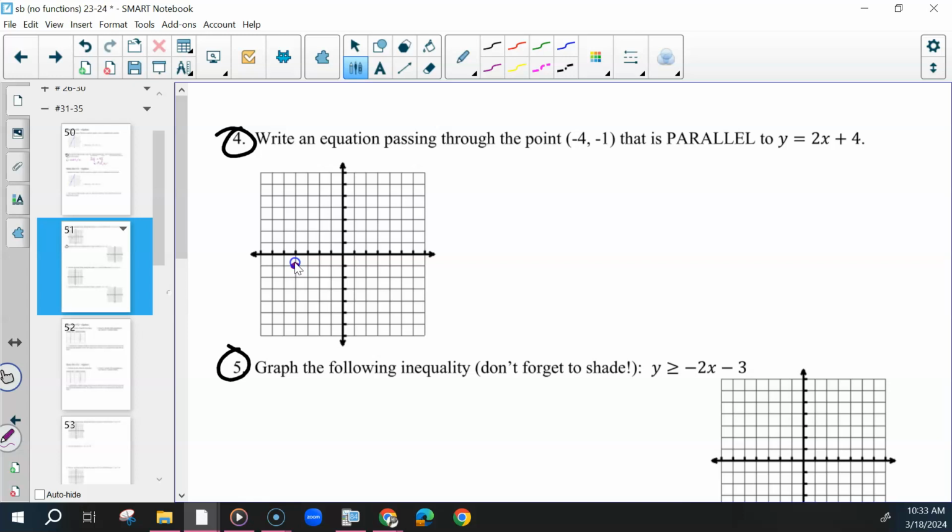So if you plotted the point and you knew that the equation you're trying to find is parallel to this one, parallel means the same slope, which would be 2. So you could make your slope from this point go up 2, to the right one, as many times as possible, and so you hit your y-axis. Yeah, that's what I got. And then write your equation: y equals 2x plus 7.